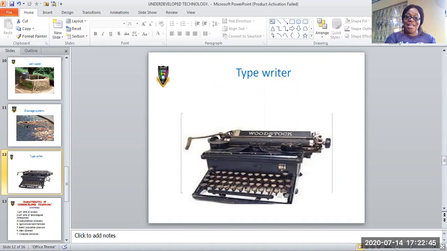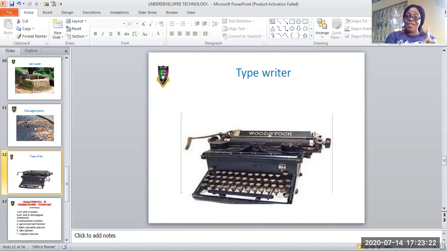Let's look at this. Typewriter. Look at this typewriter. You will agree with me that the world has moved far, far, far away from this kind of typewriter. Now, we use laptops for typing. You understand? We've gone beyond this. But the underdeveloped economy or the underdeveloped communities, they still stay with this. Majority of their typing work is done with this.